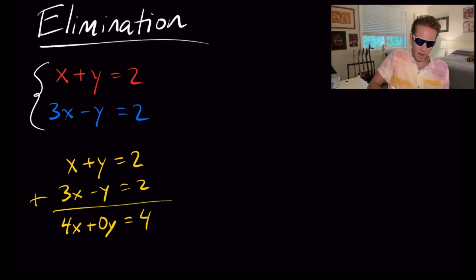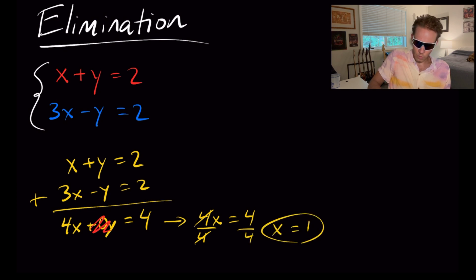So 0y, right, we can just cancel that out. We know that's going to be 0. And as you can see, we have eliminated the y variable. That's why this is called elimination. So we can now just look at 4x is equal to 4 and solve for x. So if I divide both sides by 4, those 4's will cancel, and I'll get x is equal to 1.